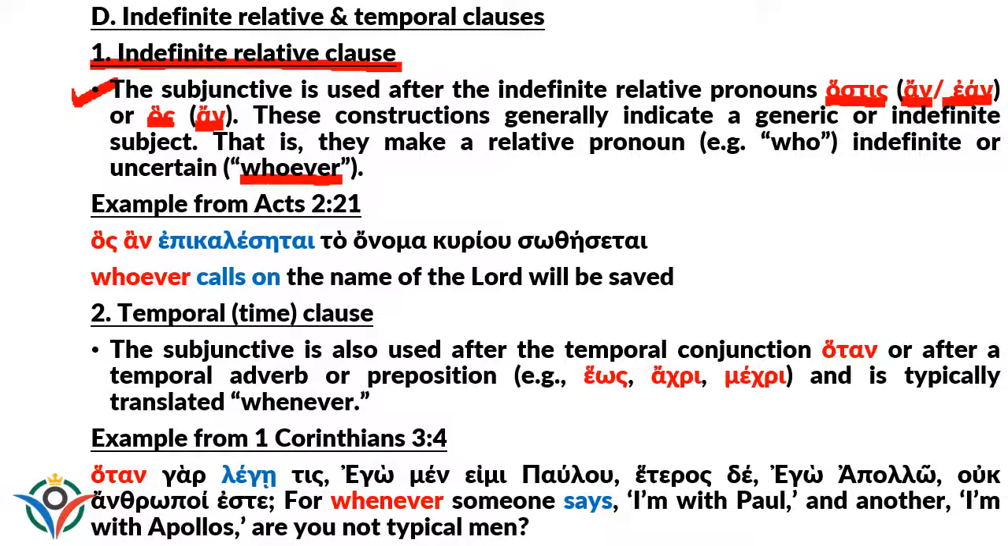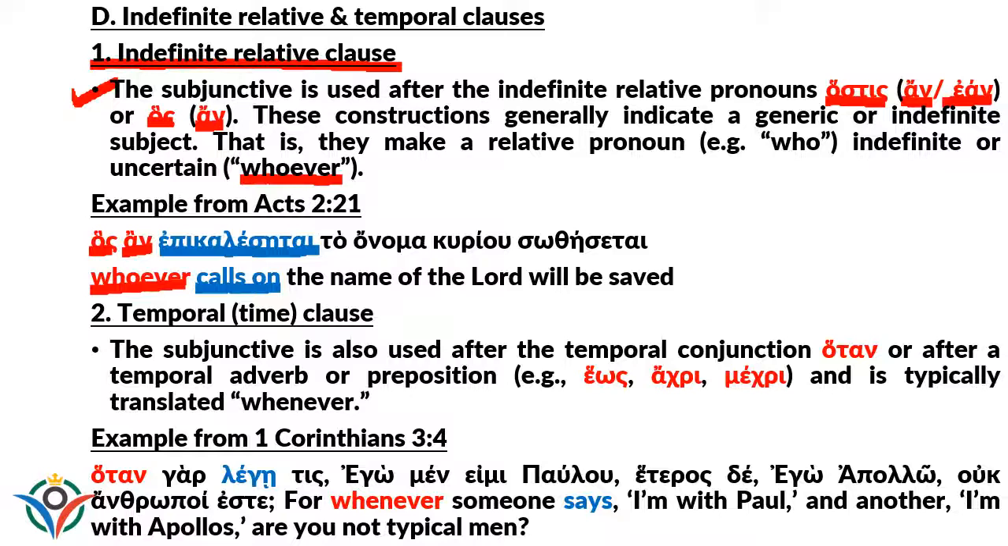So let's take a look at an example which comes from Acts 2:21. So here Luke says hos an, which we translate as whoever, and an is a clue that the subjunctive is coming, and that indeed does happen, and we have epikalesētai, which we translate as calls on.